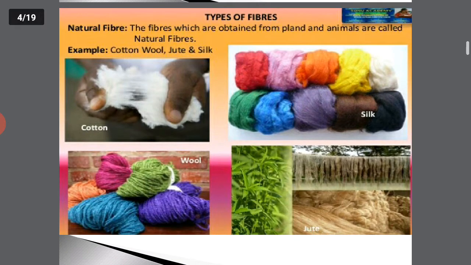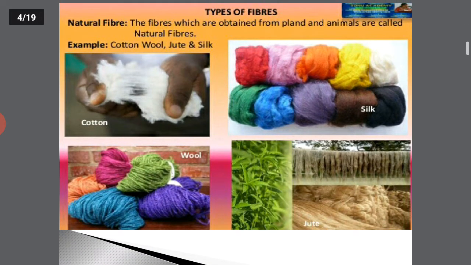See types of fiber. Natural fiber: the fibers which are obtained from plant and animals are called natural fiber. Examples: cotton, wool, jute and silk. You can see in the pics also the cotton. In the first pic, cotton is shown, then silk and the wool. And in the last one jute fiber is shown. These all are examples of natural fiber.